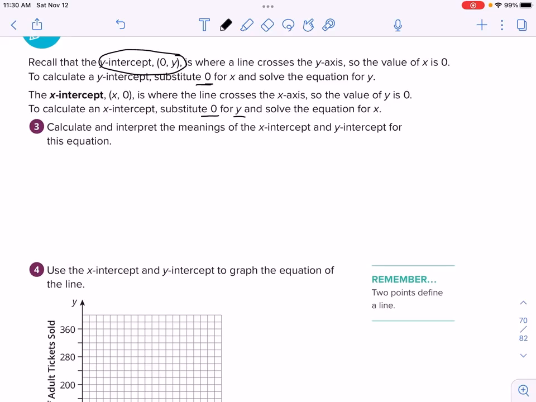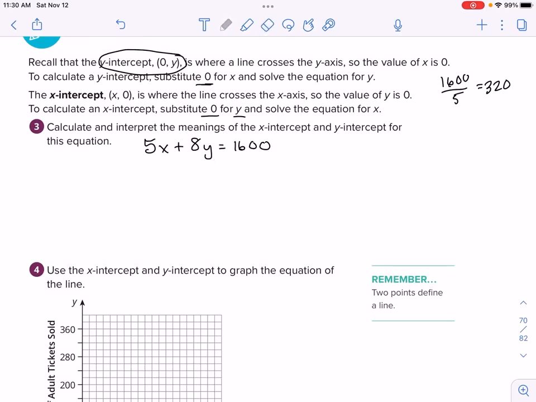But let's look at number 3. So calculate and interpret the meanings of the x-intercept and the y-intercept for this equation. All right, so let's rewrite the equation. 5x plus 8y equal to 1,600. If you were to solve for the x-intercept, right, we would say y is 0. So this whole thing would be 0 here. So to find the x-intercept, you would divide both sides by 5. Okay, I'll write this off to the side. So 1,600 divided by 5. If you complete that, that is 320.